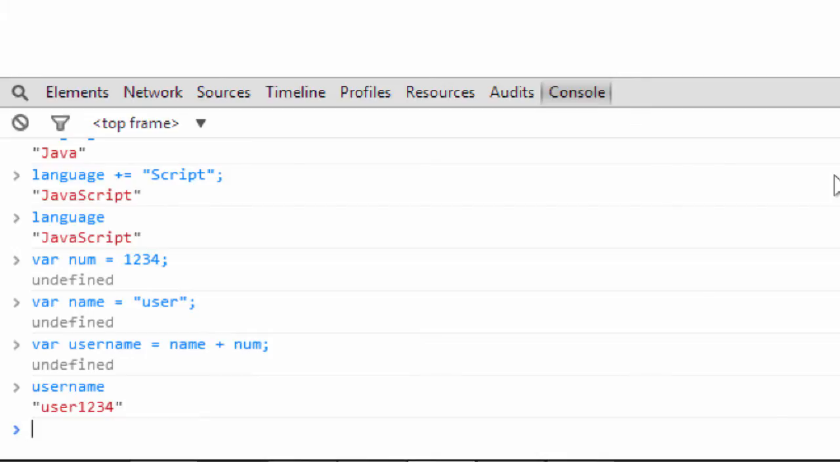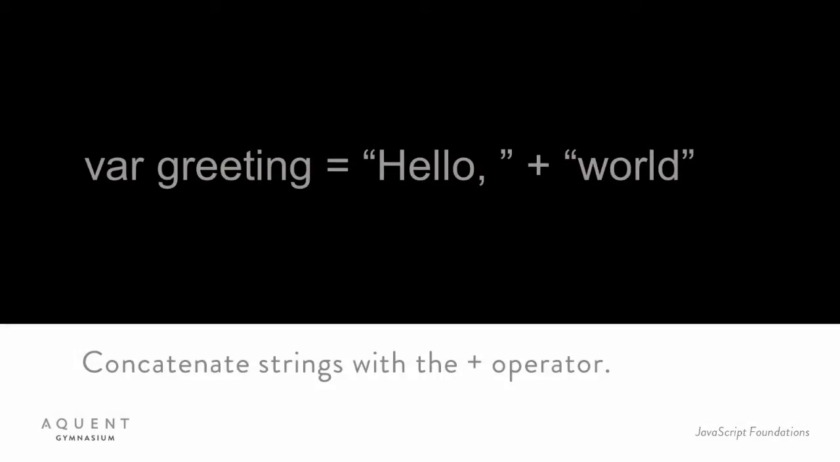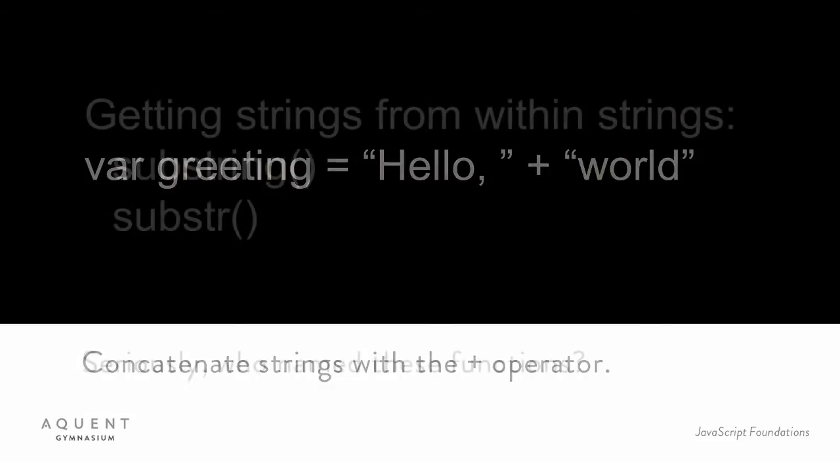Okay, so now you can use concatenation to create long strings from short ones. What about the opposite? Subtracting shorter strings from longer ones. JavaScript actually has two functions for extracting substrings. In possibly the worst naming scheme ever, they're called substring and substr. They do exactly the same thing, but in slightly different ways. Both substring and substr let you extract a sequence of characters from within a string.